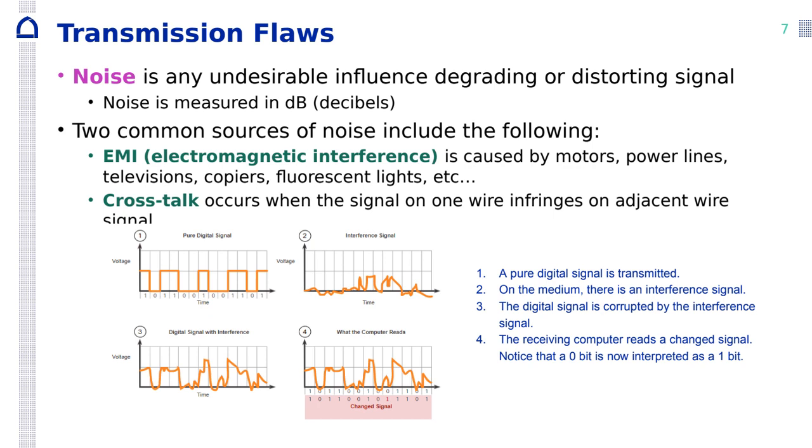Crosstalk occurs when the signal on one wire infringes on an adjacent wire signal. So here, this is a good example of the effect of noise. Look here, this is my original signal. This is the noise. If I add them together, I will get this. You see how the original signal is distorted. One might become 0 or might not be clear, so some bits will be lost. This is what the computer will see.